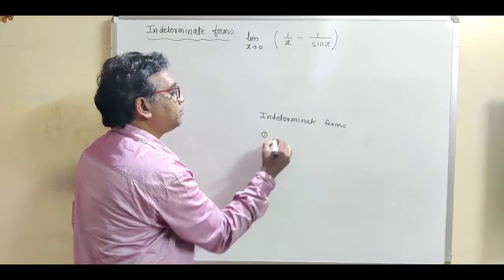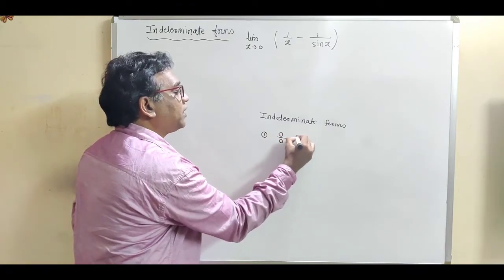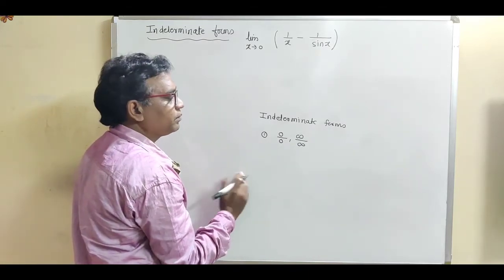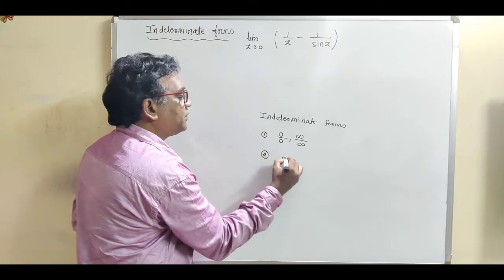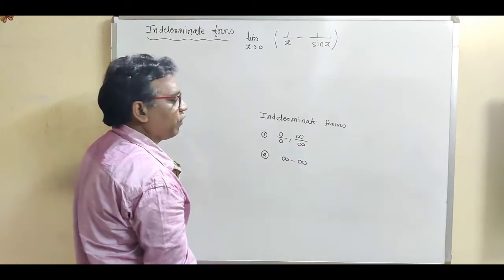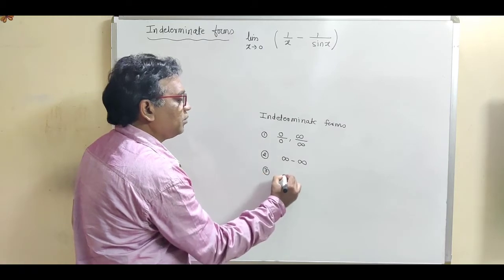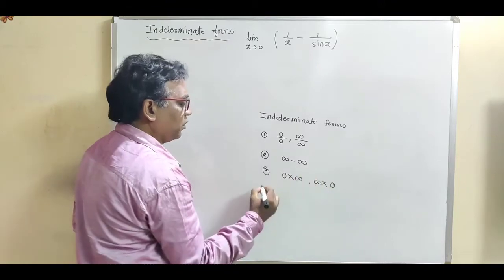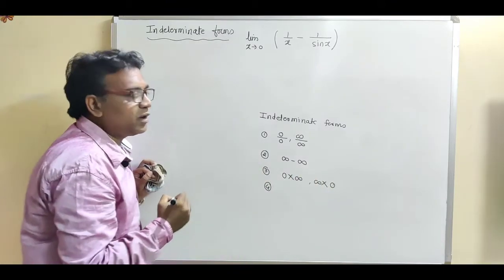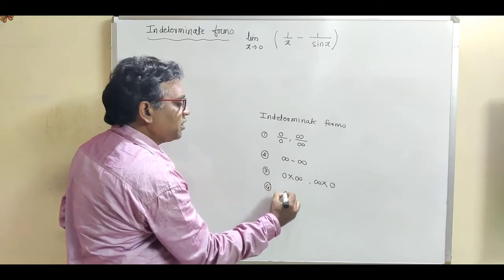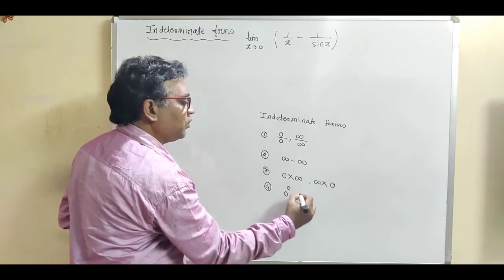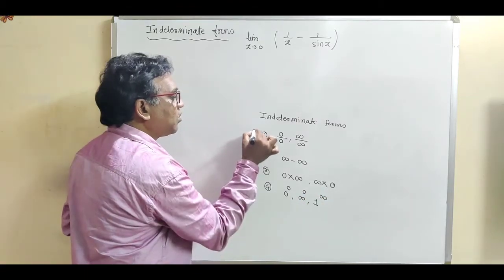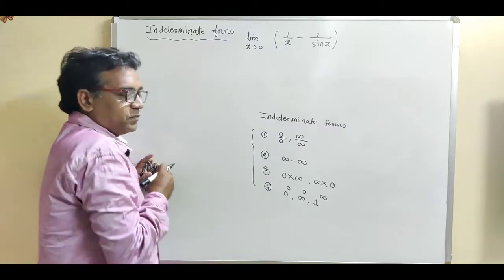There are four types. First type is the division form, 0 by 0 and infinity upon infinity form. Second type is the infinity minus infinity form. Third type is the product form, 0 into infinity or infinity into 0. And fourth type of indeterminate form is function raised to another function: 0 raised to 0, infinity raised to 0, or 1 raised to infinity. These are called the indeterminate forms.